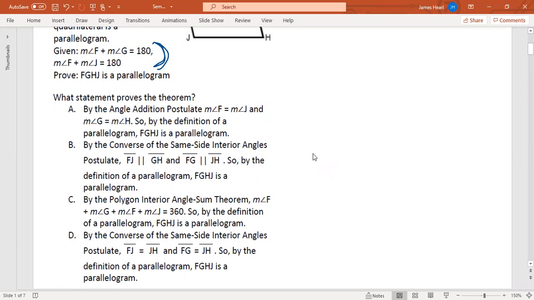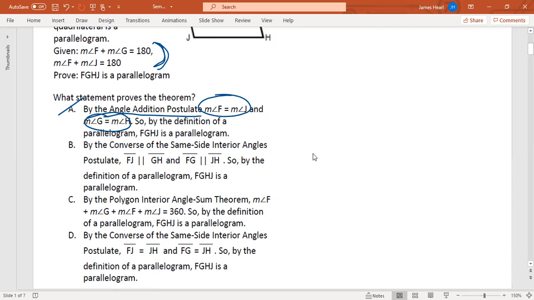As with every which-of-the-following type question that's multiple choice, we're just going to check off the answers and see which one actually makes sense. So if we start with A, according to angle addition, F and J have to be the same and G and H have to be the same, therefore it must be a parallelogram. You're given that they add up to 180, but there is nothing in the given that says they have to be the same number. And clearly we can do more than just 90 and 90 to add up to 180. You could have an angle that's 120 and an angle that's 60 and several others. So A doesn't work out for us.